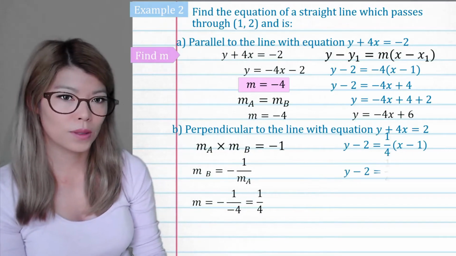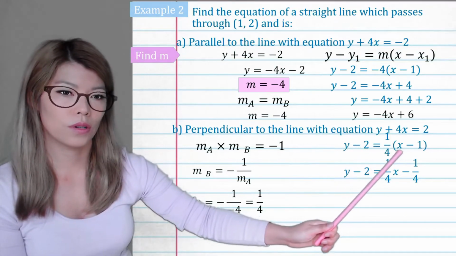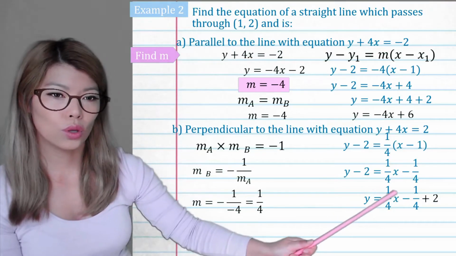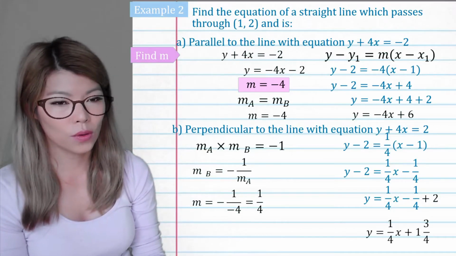Now we have to expand and simplify. Times the quarter across, and then bring the 2 over, which becomes positive 2. 2 minus a quarter is 1 and 3/4.